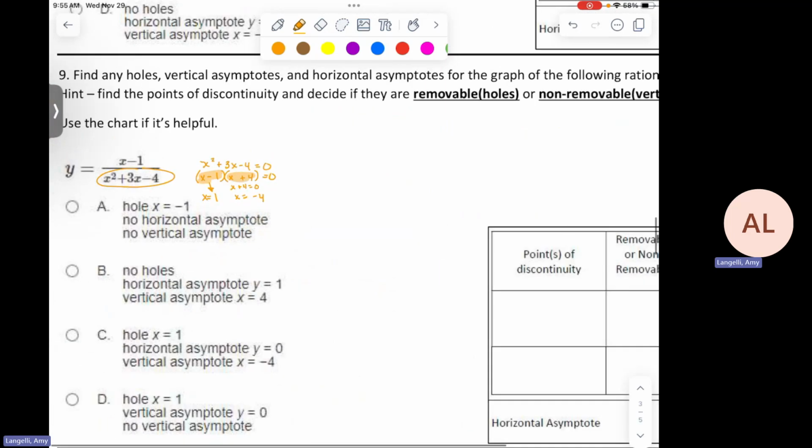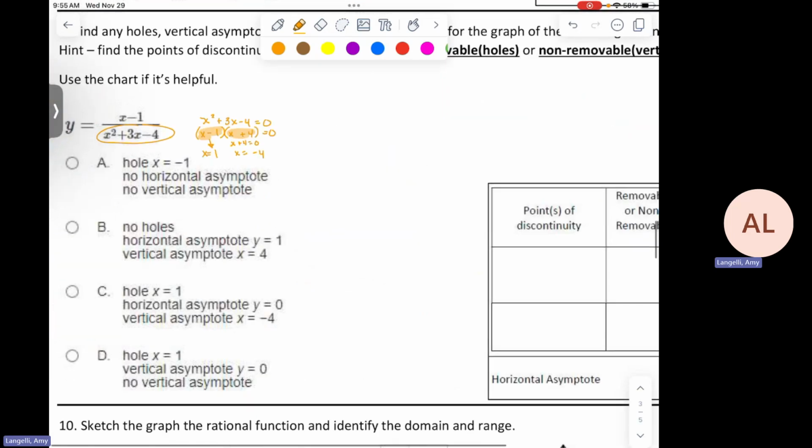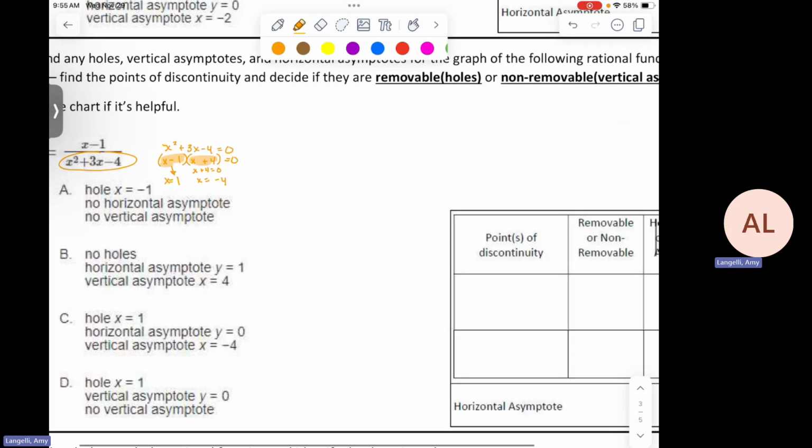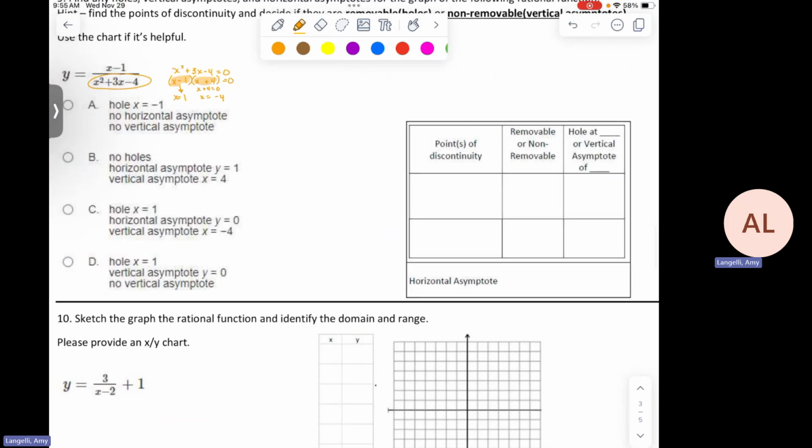All right, so I have this little chart. If you like the chart, use it. If you don't like the chart, don't use it. I don't care what you do. I'll put it here. If you like the chart, I think I have one on the test for you tomorrow. There's your chart.